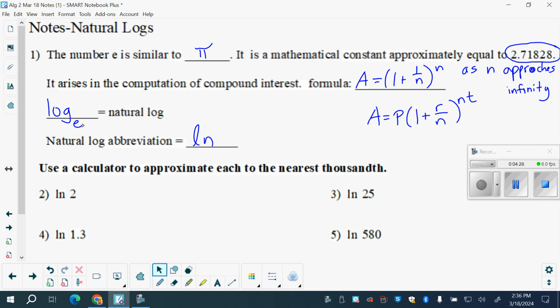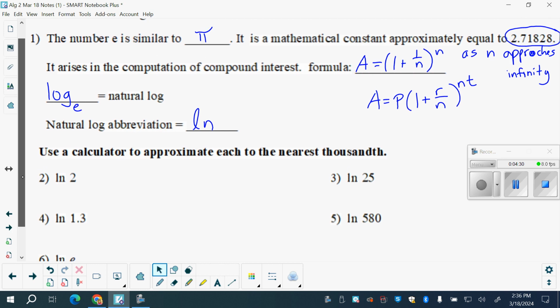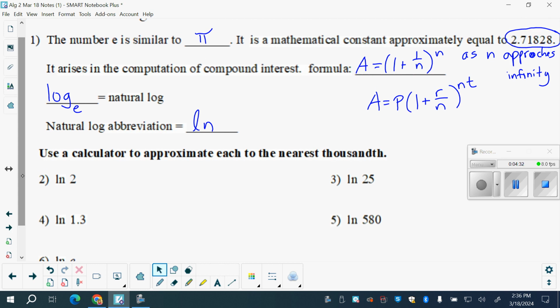Okay, so what I want you to do is find it on your calculator, and I want you to do problems 2 through 5. I will talk about 6 with you. So go ahead and on your calculator, find the natural log of these numbers.